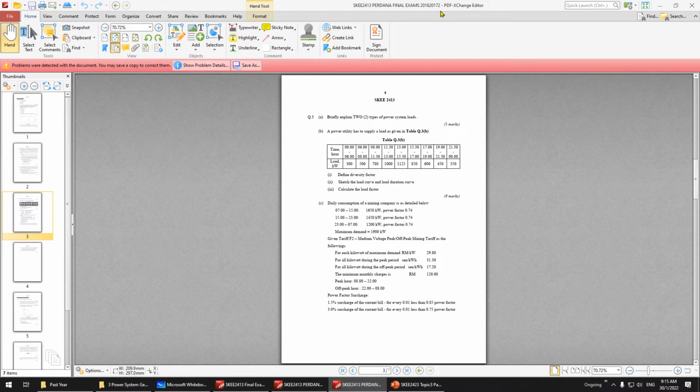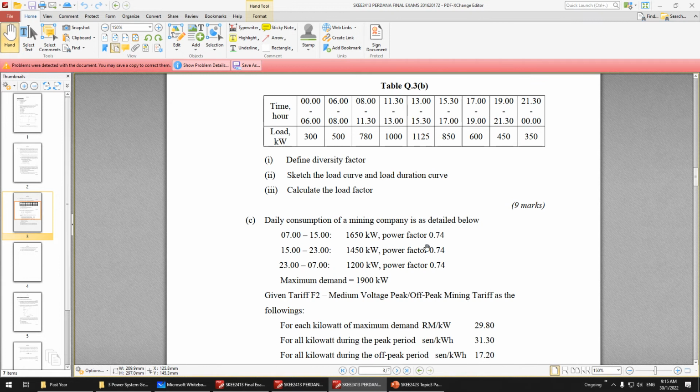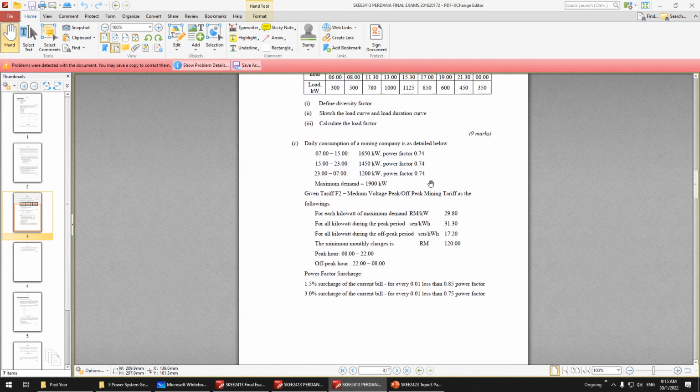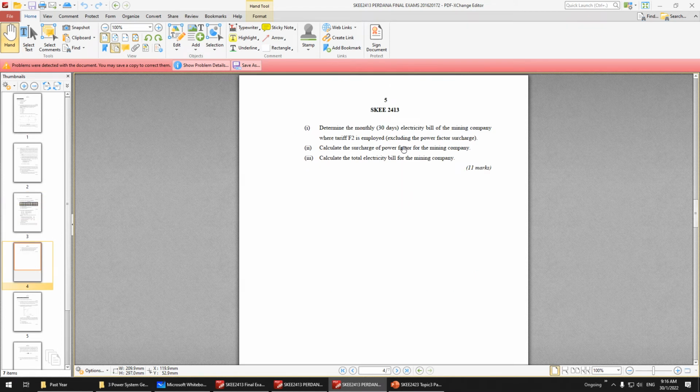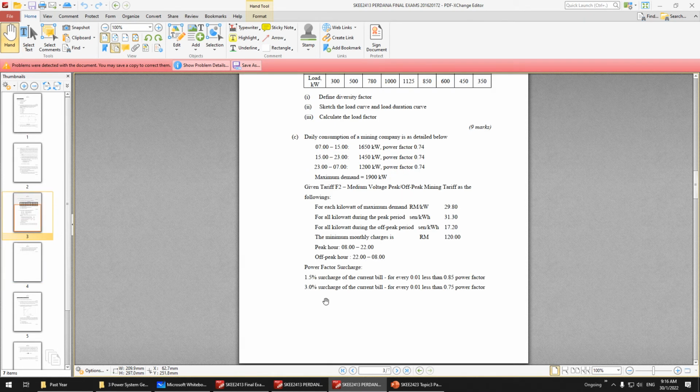2016-2020, semester 2. You have to know how to sketch everything. Load factor, daily consumption, this one is the calculation. Surcharge, all the information is given, the time, but you have to know how to calculate. So which time you will use this, each time you use this.